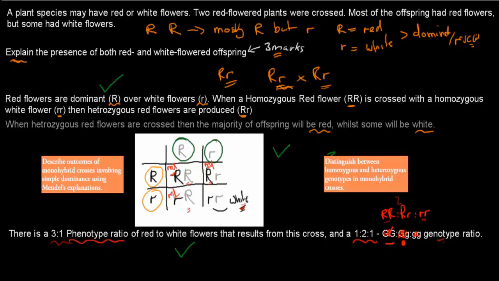And where did that question come from? It came from these 2 dot points. Distinguish between homozygous and heterozygous genotypes in monohybrid crosses. So here we had to know about homozygous and heterozygous genotypes. And the other one was: describe outcomes of monohybrid crosses involving simple dominance using Mendel's explanations. So this was more or less a simple dominance version of that monohybrid cross, and we can use Mendel's explanation of that 3:1 ratio and the F1 generation being crossed to produce that result.